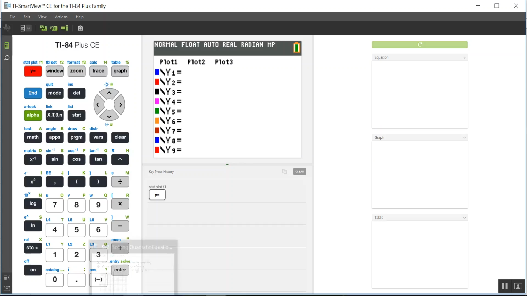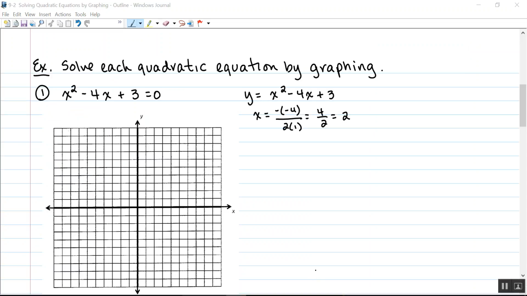Oh shoot, I don't remember what it is. Hold on here. Okay, so it's x squared minus 4x plus 3.